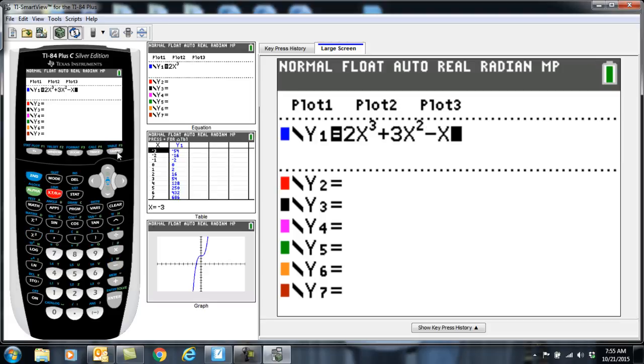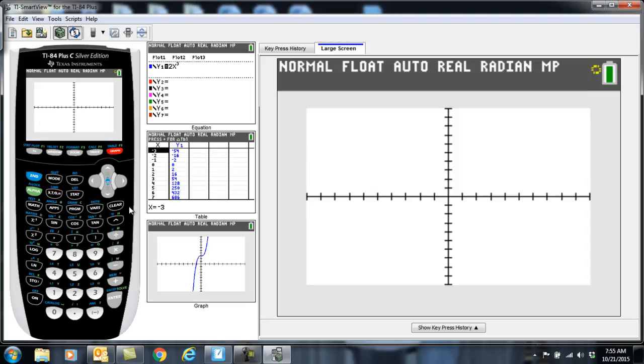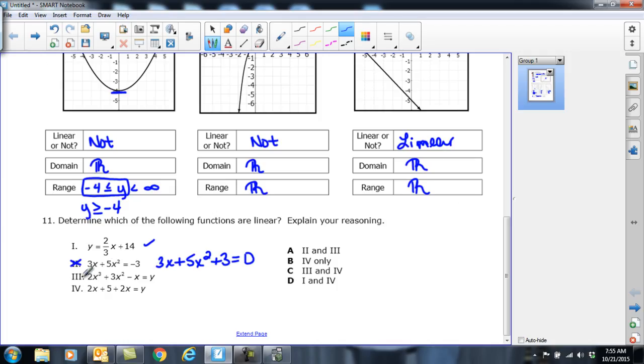And so then we'll graph that. Takes a while to draw sometimes. And you can see again, that's not a straight line. It looks like that other one that we had that was this loop-de-loop curvy thing. It's definitely not linear, so that one's not linear either. So now let's look at number 4.